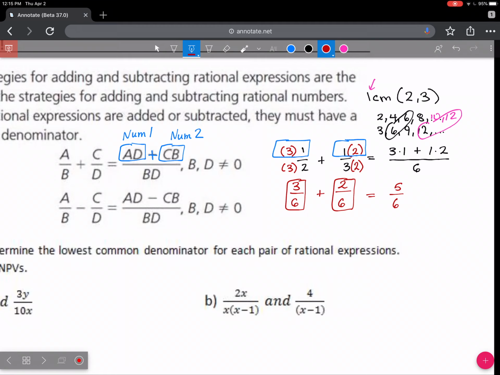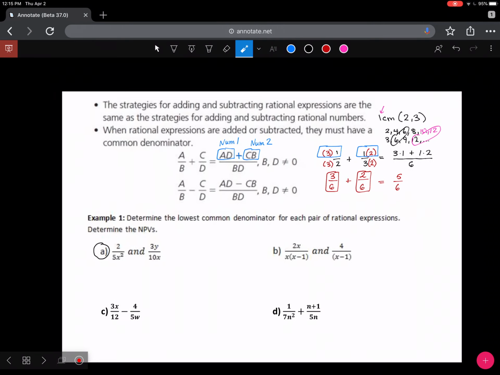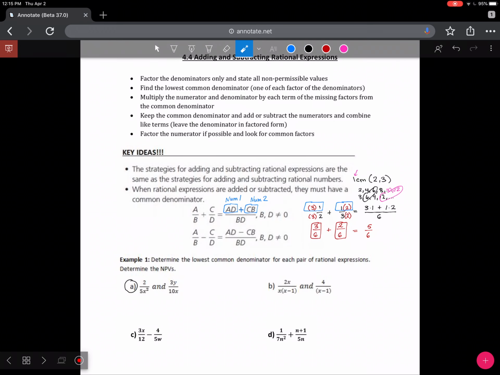All right. So let's extend that to polynomials. Before we just jump in, I'm just going to remind you about the importance of factoring the denominator before you get started. And then once you've done that, it's important to state the non-permissible values. I can't overemphasize this enough, that this first step is crucial. If you do not factor the denominator, you're going to end up in some serious problems later on.